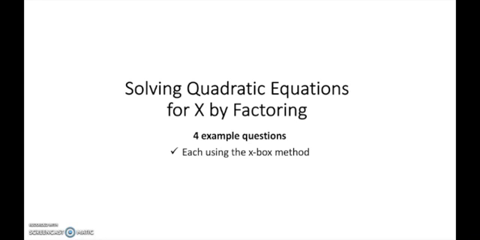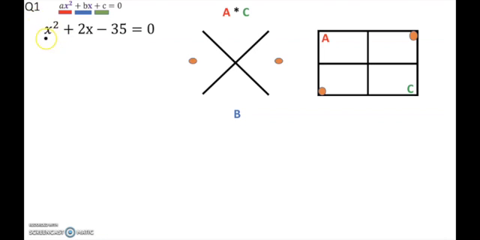Hey class, in this lesson we're going to be solving quadratic equations for x by factoring. There will be 4 example questions, each of them using the Xbox method. So in our first example question, we have x squared plus 2x minus 35 is equal to 0. Notice how the entire left side is equal to 0.